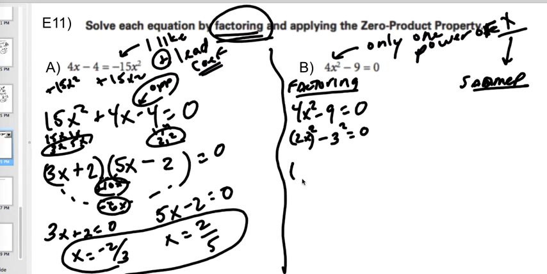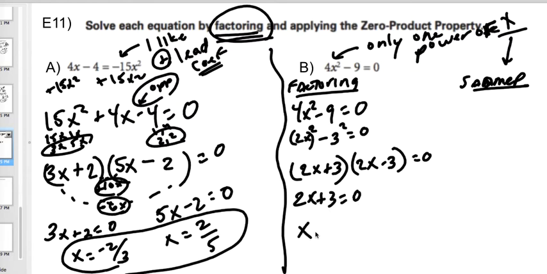So I could factor this into a 2x plus 3 and a 2x minus 3, which means either 2x plus 3 is 0, which is going to give me an x is negative 3/2 because I subtract the 3 and divide by 2, or 2x minus 3 is 0, which is going to give me the same answer but with a positive, right, because I add the 3 over.